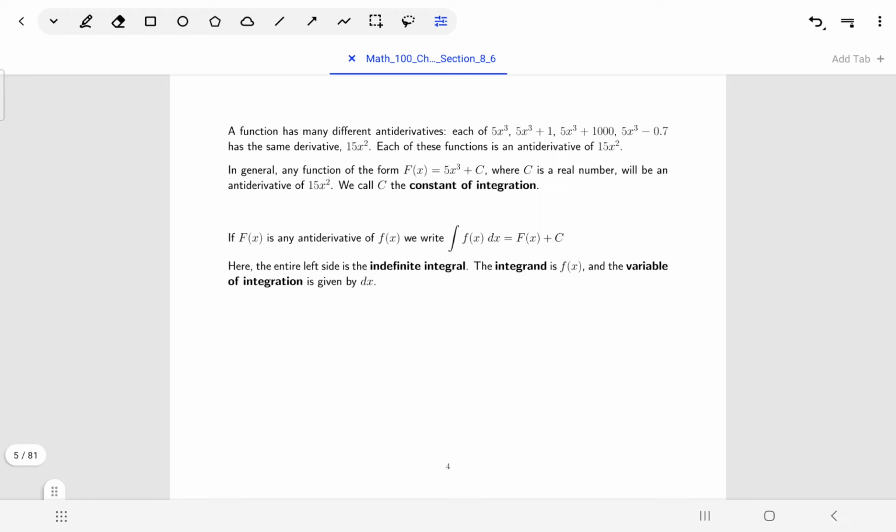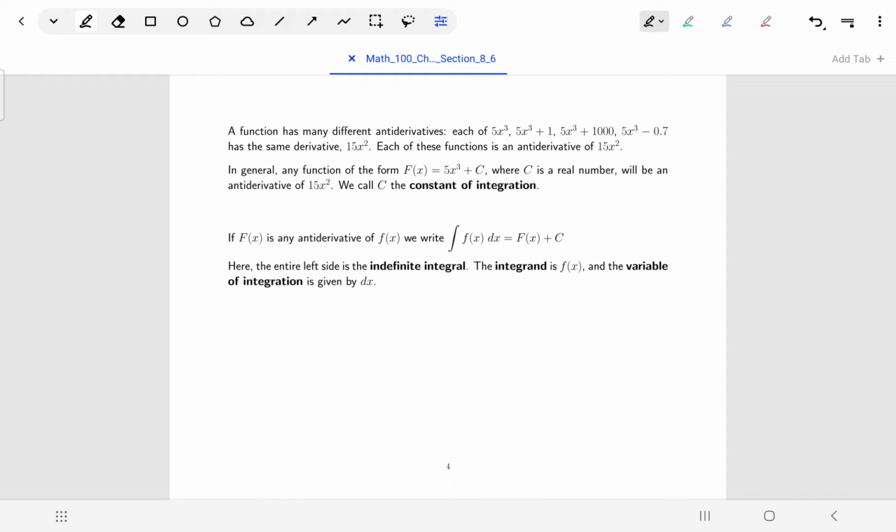What this really brings up is the fact that for any function we're interested in, there's not just one antiderivative. There'll actually be infinitely many. 5x cubed plus 1, or plus 1,000, or minus any number, all of those have the same derivative. All of them are antiderivatives of 15x squared.